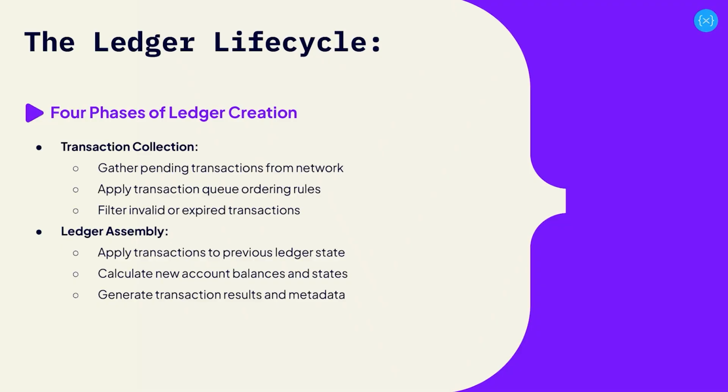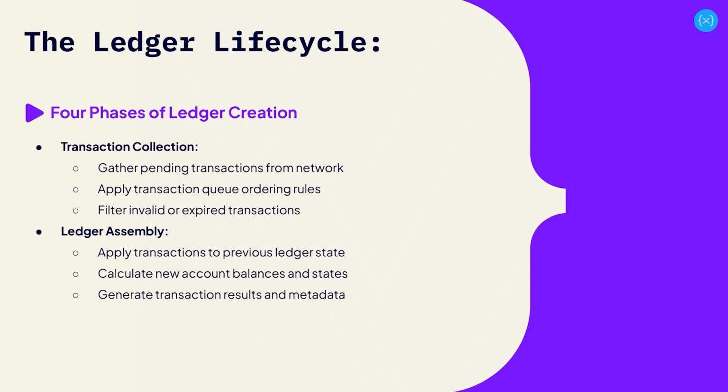Next, we'll go over the ledger lifecycle. There are 4 phases of its creation. So first, we have transaction collection, where we gather pending transactions from the network. We apply these transactions based on queue ordering rules, and we filter invalid or expired transactions.